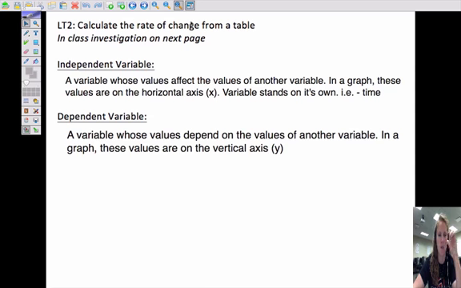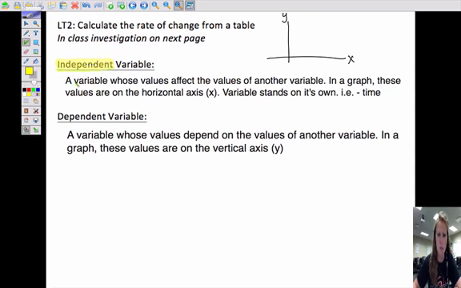The two definitions we're going to look at here, building on the linear relationships notes you took on the last video, are independent variable and dependent variable. We always have two variables in a linear relationship. If you think about a graph, you usually have the x-axis and the y-axis. Our independent variable is a variable whose values affect the values of another variable. More importantly, it's independent. It can stand alone.